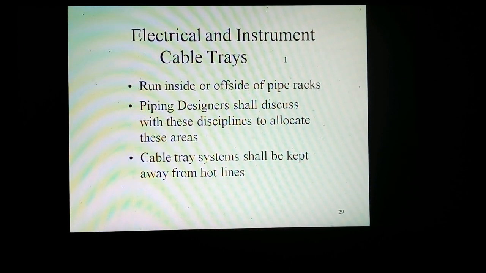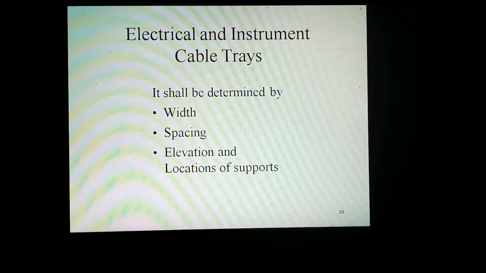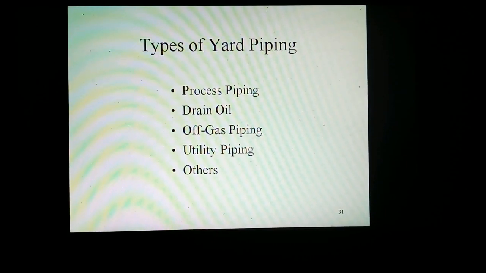Electrical and instrument cable trays. These will normally be run in or off the side of the pipe rack. Piping designer shall liaise with these disciplines to allocate these areas. Cable tray systems shall be kept away from hot lines. It shall be determined by considering the following items: width, spacing, elevation, and locations of supports for guide and stopper. Types of yard piping: process piping, drain oil, off-gas piping, utility piping, other.